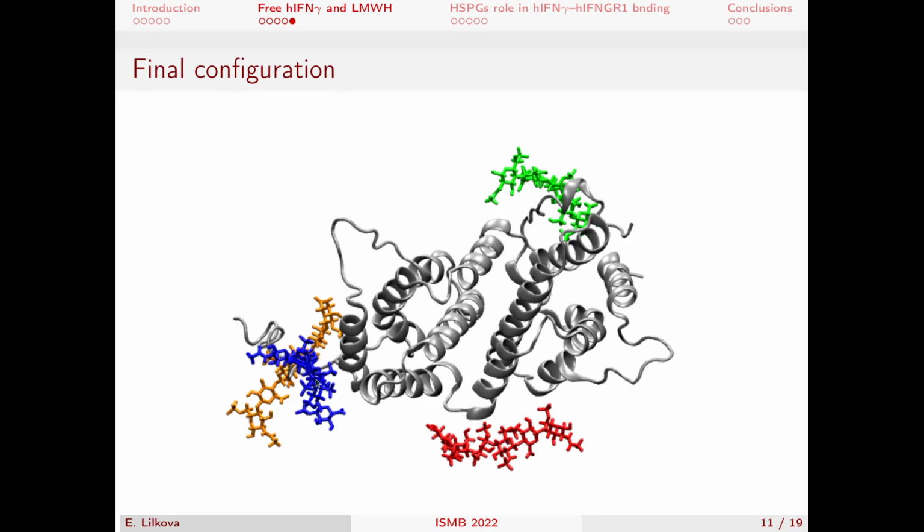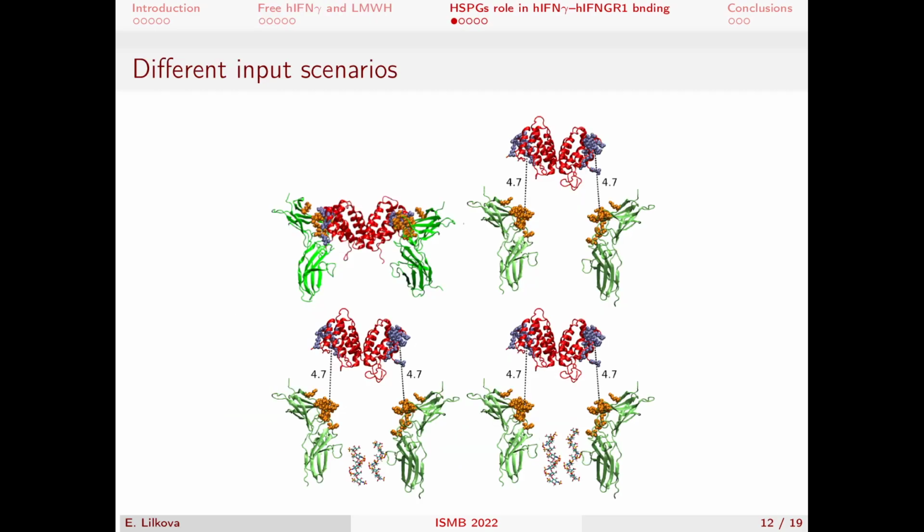This complex of the four hexasaccharides and interferon gamma is highly negatively charged and is thus not able to bind to the negatively charged cell surface receptors of interferon gamma. In the other study, we wanted to find how heparan sulfate oligosaccharides affect the binding of interferon gamma to its cell surface receptors near the cellular membrane. So we have four different scenarios. This is the reference simulation starting from the crystallographic structure.